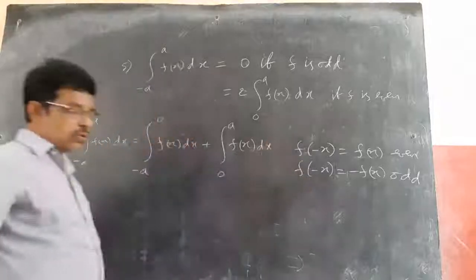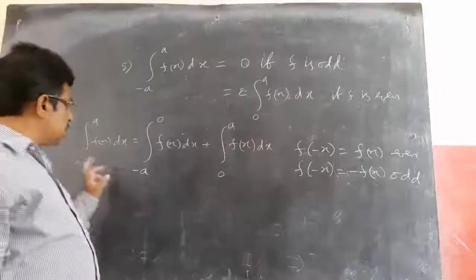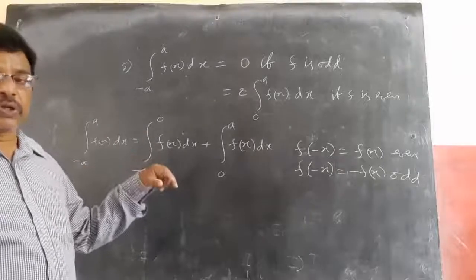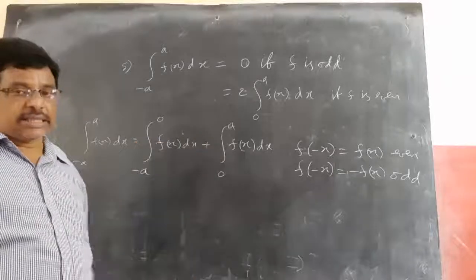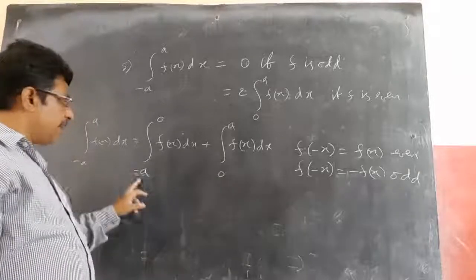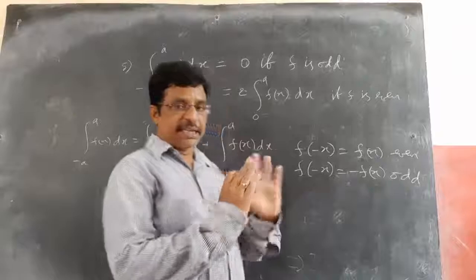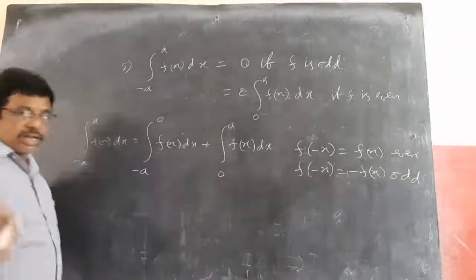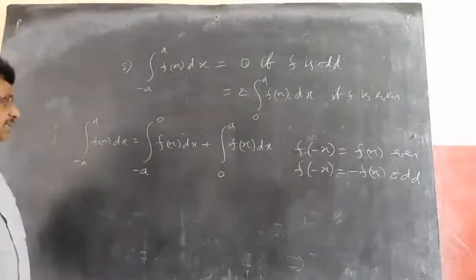Here I want to tell you one thing which I forgot to tell. If a function is continuous from a to b and somewhere it is not differentiable at c, then you can split it into a to c plus c to b. These two should be the same. So I am splitting the integral into two parts, minus a to 0 and 0 to a, without changing continuity.